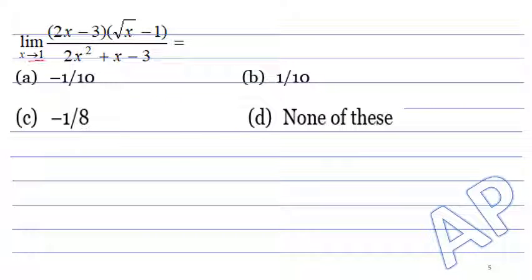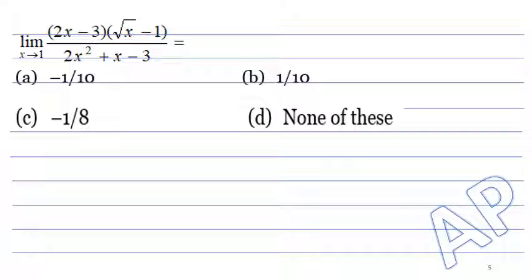Evaluate limit as x tends to 1 of (2x minus 3) into root of (x minus 1) by (2x square plus x minus 3). So we have to evaluate this limit. There are two ways to solve this question. One is we can apply L'Hopital's rule because it takes 0 by 0 form. We can check. And second one is by factorizing the denominator and also by multiplying the conjugate of root x minus 1. Let us try both the methods. Whichever is convenient to you, you can adopt that method according to the given problem.